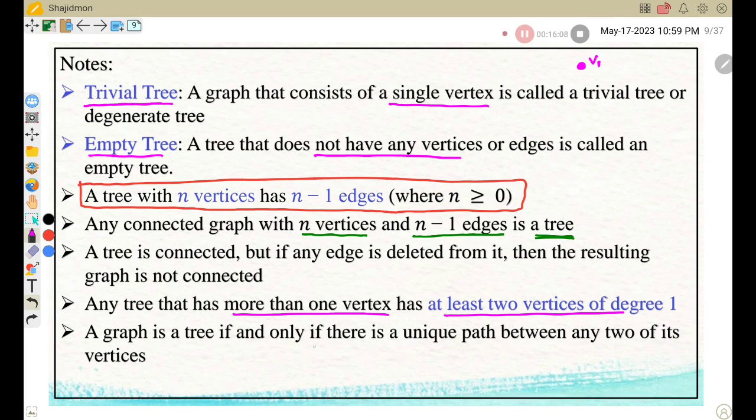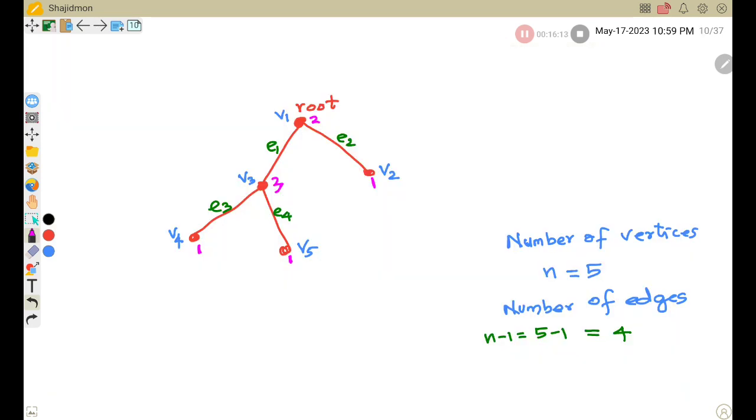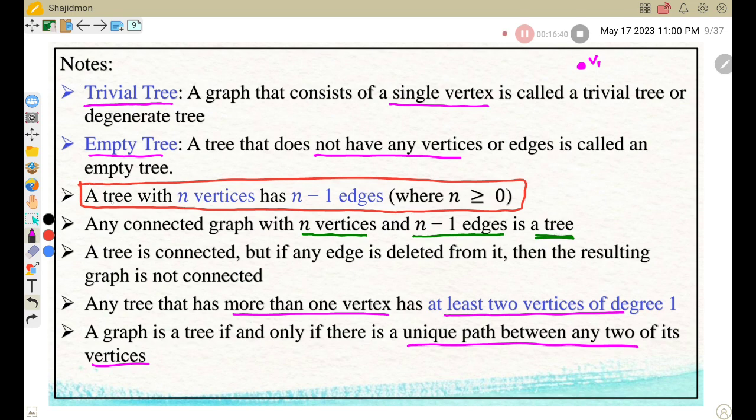Now a graph is a tree if and only if there is a unique path between any 2 vertices. If you take any 2 vertices, you will get a unique path between them. For example, V4 and V1. What is the path between V4 and V1? V1 to V3 first we can travel, then V3 to V4. Like that, if you take any pair of vertices, you will get one unique path from that vertex to another. So note this highlighted point: a tree with n vertices has n minus 1 edges.